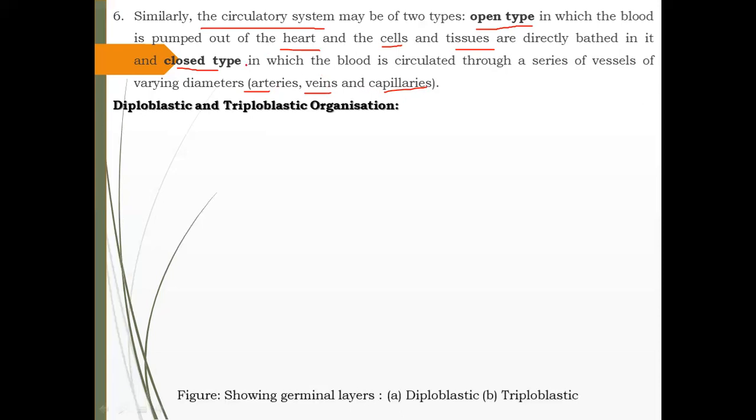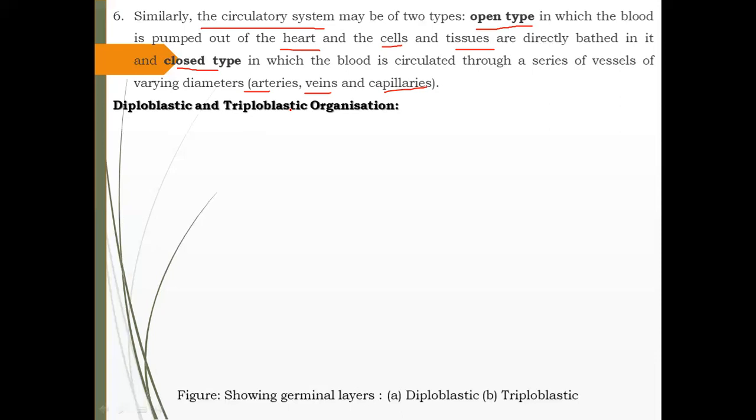Understand? By using this you can easily understand the difference between a closed and open type of circulatory system. Understand? Okay? This is the whole information regarding level of organization. I hope you understand the concept of level of organization.